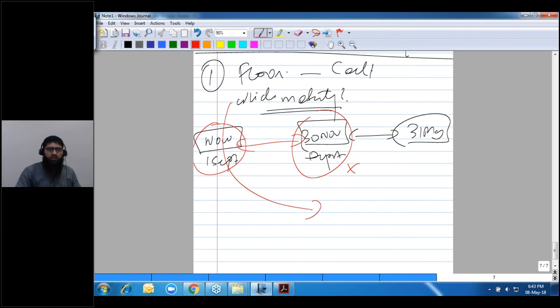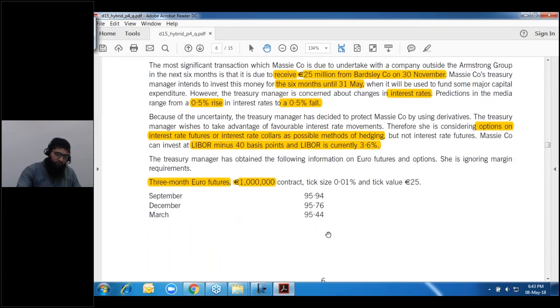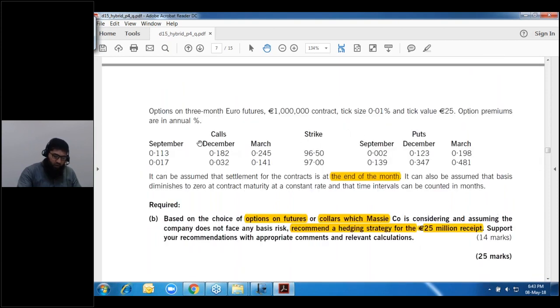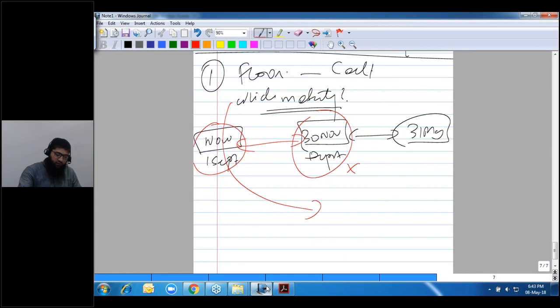So what we are going to do is go for a maturity which is immediately after this 30th November. Now what is that maturity going to be? After 30th November, when we talk about the options, we have call options for September, December and March. That means we would go for the 31st December options, the December calls.